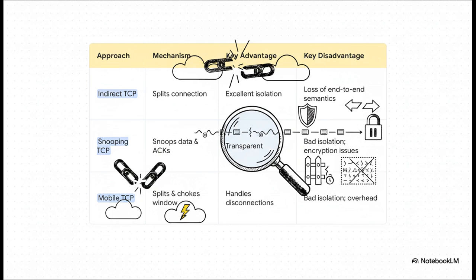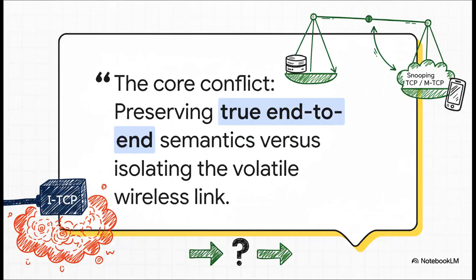And finally, mobile TCP. It also splits the connection, but it's laser-focused on handling disconnections. It keeps the semantics, which is great, but just like Snooping TCP, it doesn't really protect the main network from wireless hiccups. When you boil it all down, all three of these classic approaches are wrestling with the exact same fundamental problem. It's a trade-off. Do you prioritize completely isolating the messy wireless link, the way I-TCP does, or is it more important to preserve the pure end-to-end design of TCP, which is what Snooping TCP and MTCP try to do? It really seems like you can't have it both ways.